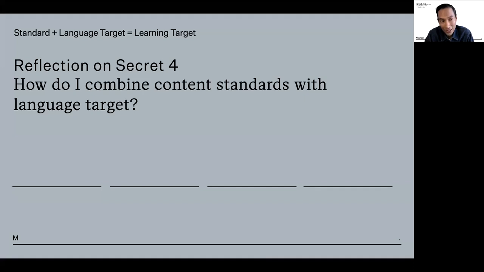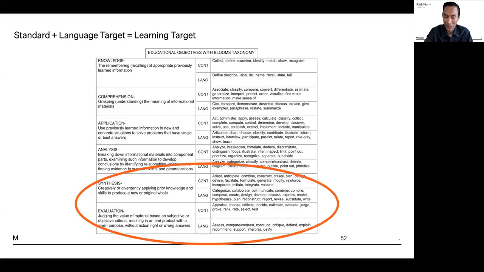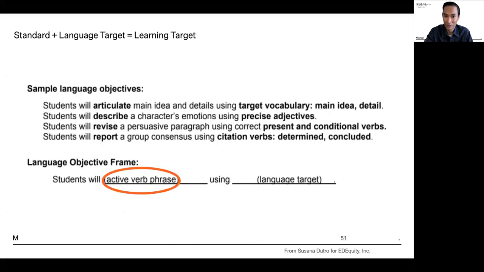So secret 4, how do you combine the content standards with language targets? You've seen enough examples here. How are you going to do it? What does this mean to you? How are you going to combine your lesson targets with your language targets?